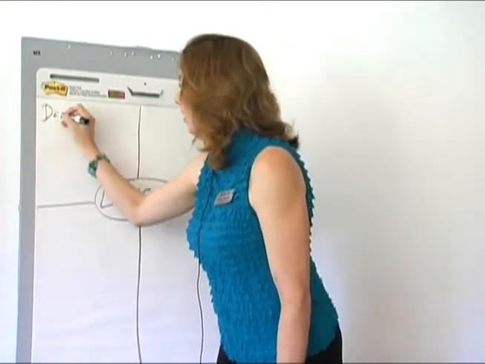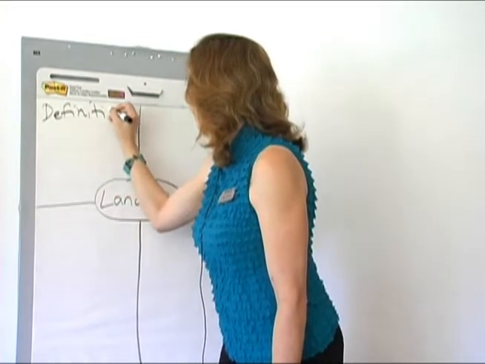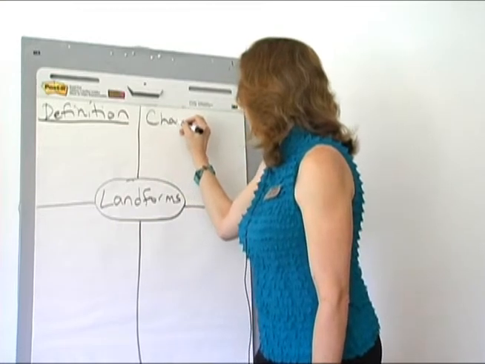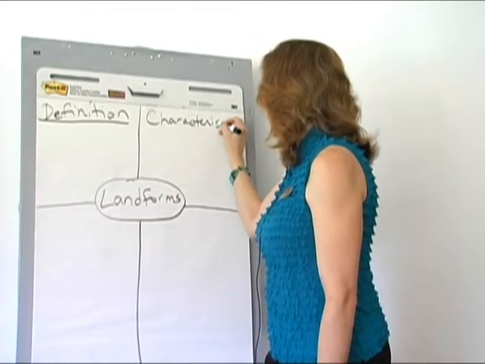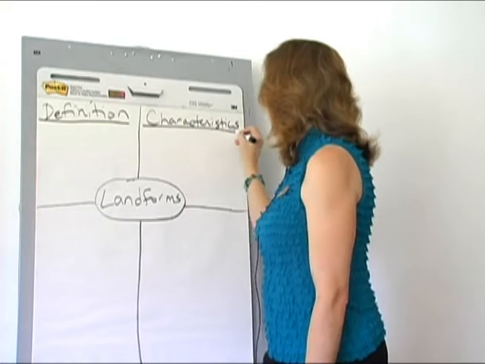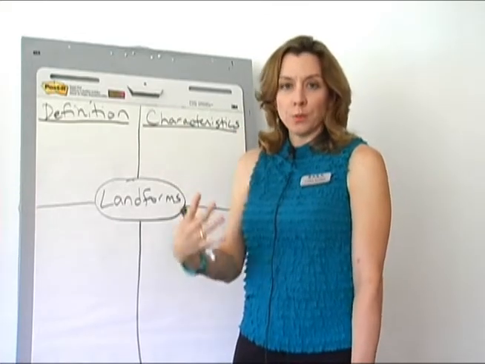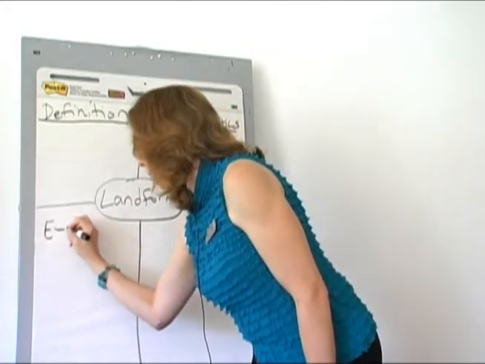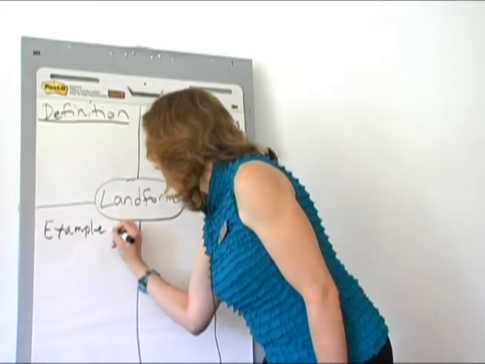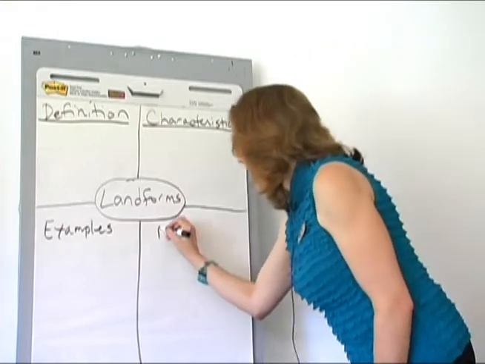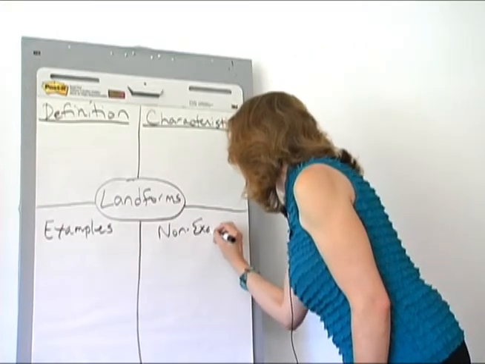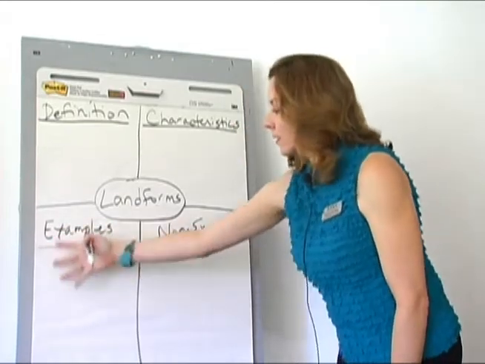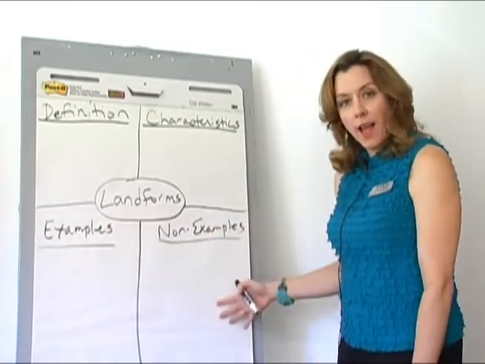So over here is the definition. Over here is the characteristics, or what we would call attributes or ways to describe this word. Over here would be examples. And then down here would be the non-examples. So another way to think of it is, what is this like? What is this not like?